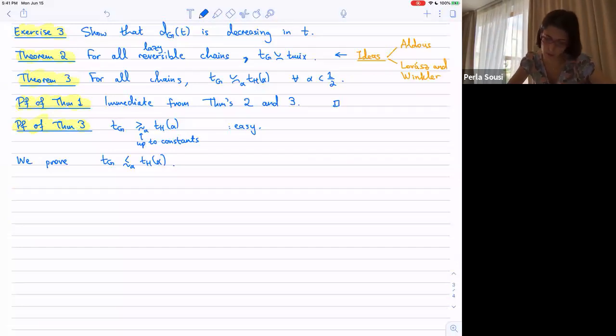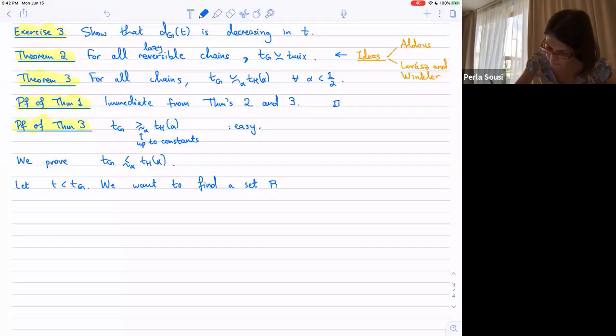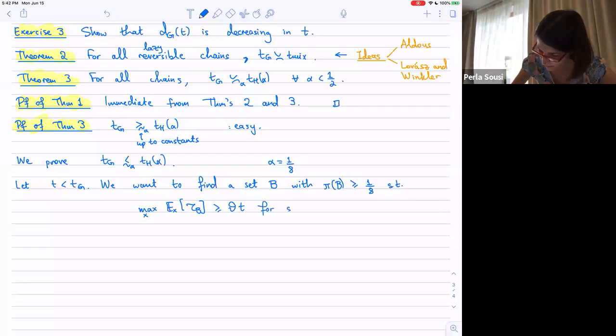How are we going to do this? We want to show that the geometric mixing is upper bounded by this quantity. So what we want to show is that if T is less than Tg, we want to find a set B. Let me again take alpha to be 1/8 to make the calculations easy. We want to find a set B with pi of B greater than or equal to 1/8, such that the maximum over all x of the expected hitting time of B is greater than or equal to theta T for some positive constant theta.